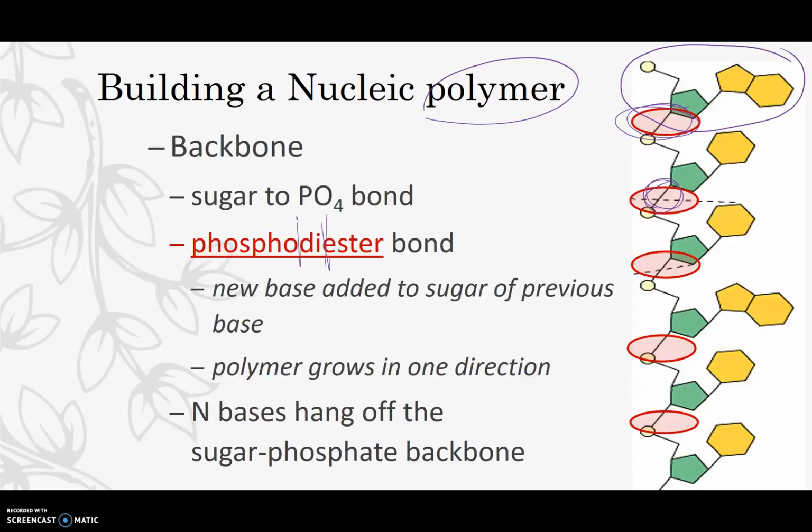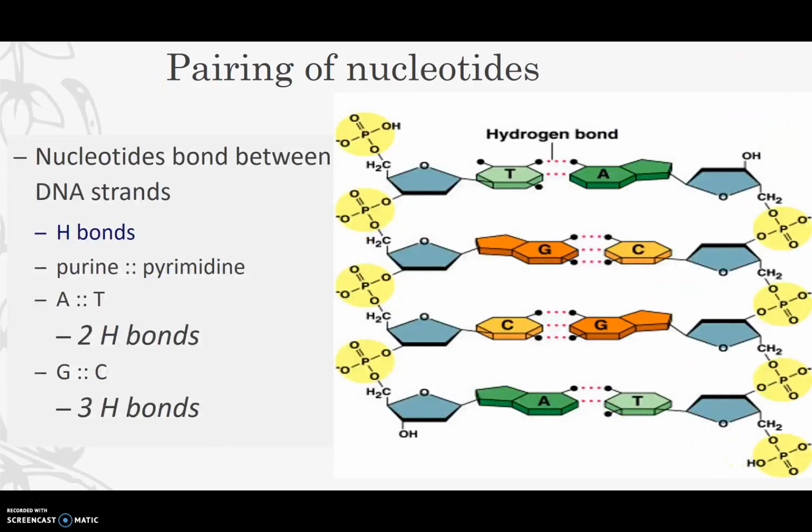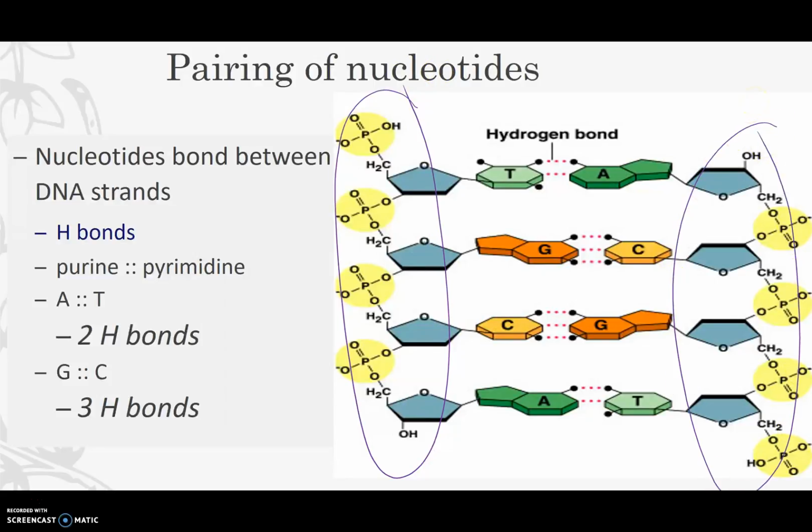What we've just built here, this part is called the sugar-phosphate backbone. Okay, so when we look at putting 2 of those together, here's the sugar-phosphate backbone and the sugar-phosphate backbone. What we see is that the hydrogen bonds are what hold the base pairs together. Between A and T, there's 2 hydrogen bonds. Between C and G, there's 3 hydrogen bonds.